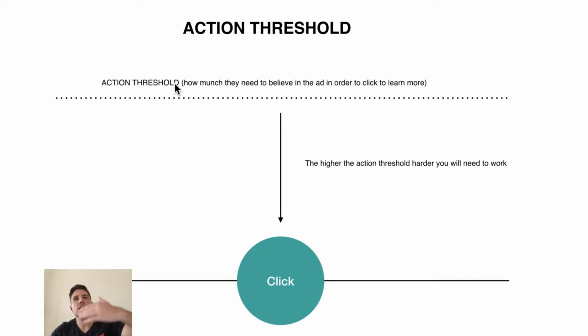You can't get someone to believe or show interest in the ad if you don't have their attention. So if you're selling a service, right, you can't get someone interested if they're distracted and not listening to what you're saying. They have to listen to what you're saying so that they can get interested, okay? So that is why the action threshold is so important. And the higher the action threshold, the harder you need to work, the more work the ad has to do in order to get them to click and get to that landing page, right?